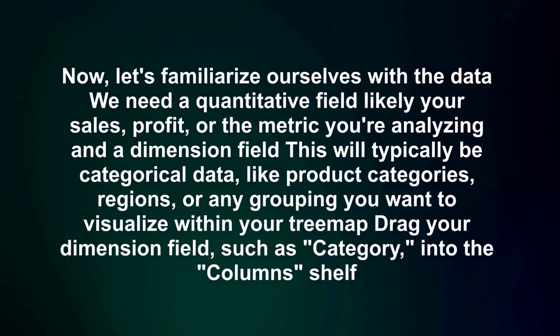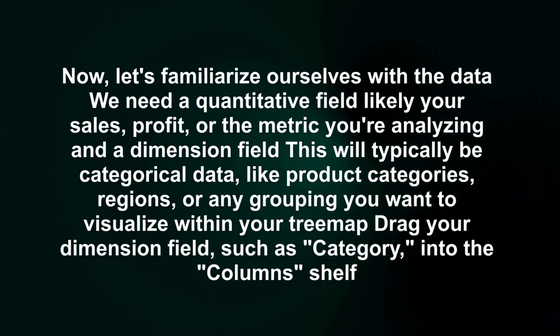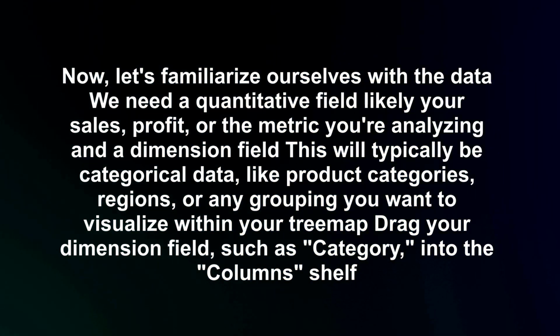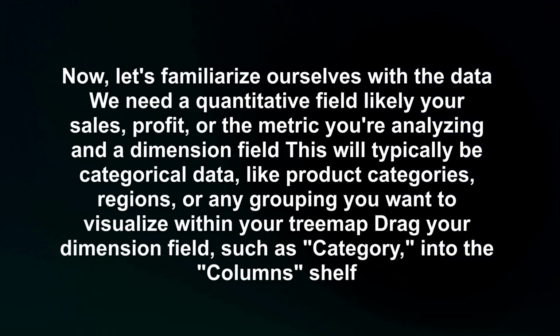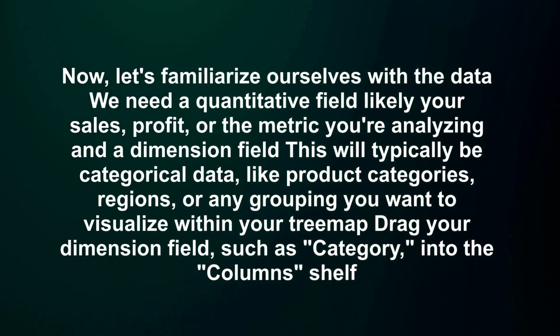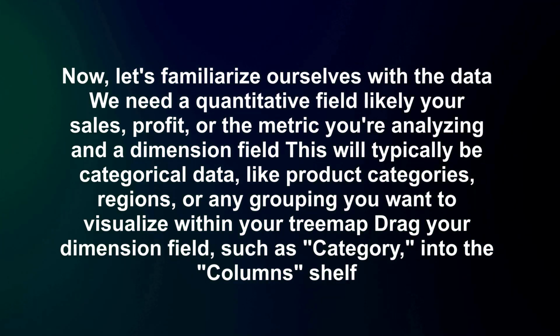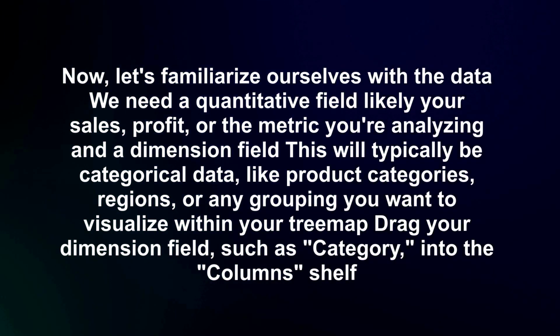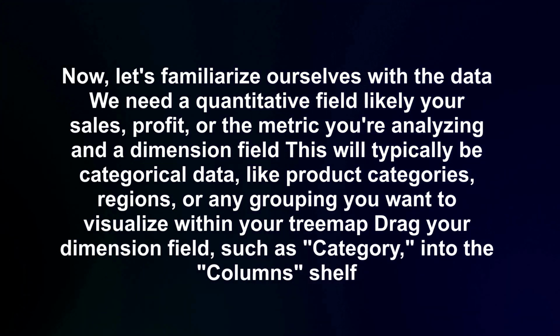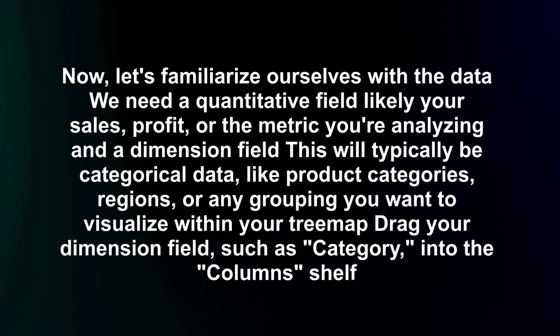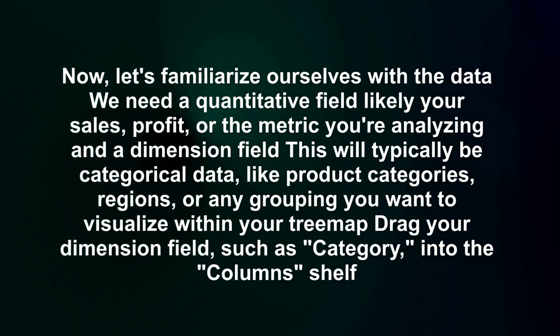Now, let's familiarize ourselves with the data we need. A quantitative field, likely your sales, profit, or the metric you're analyzing, and a dimension field. This will typically be categorical data, like product categories, regions, or any grouping you want to visualize within your tree map. Drag your dimension field, such as category, into the column shelf.